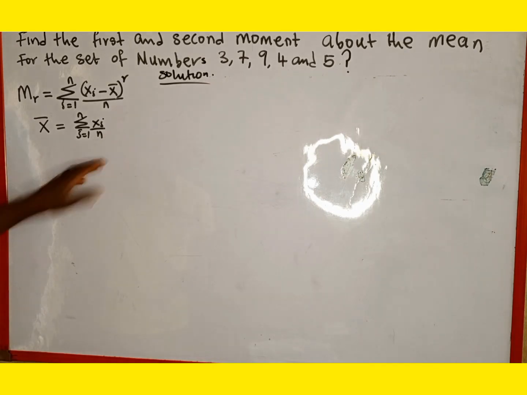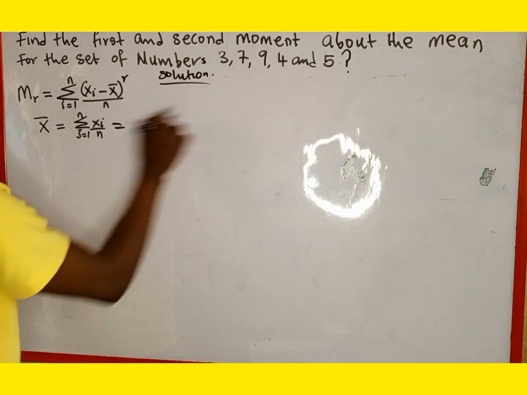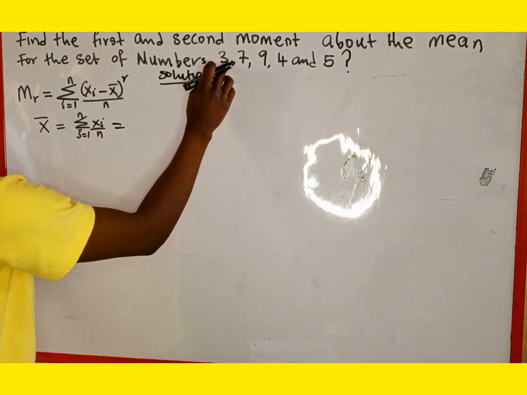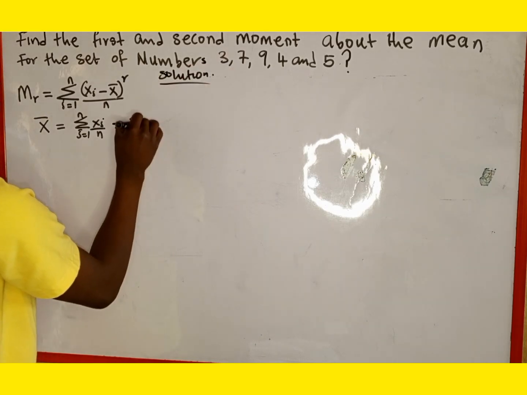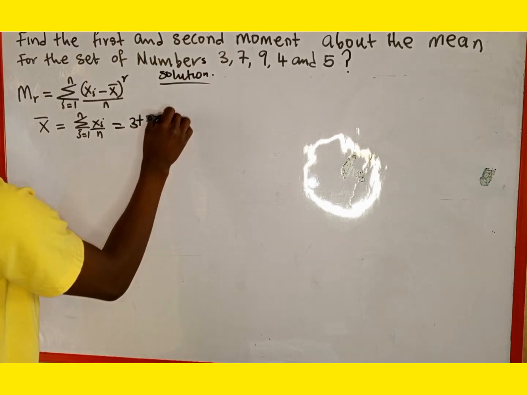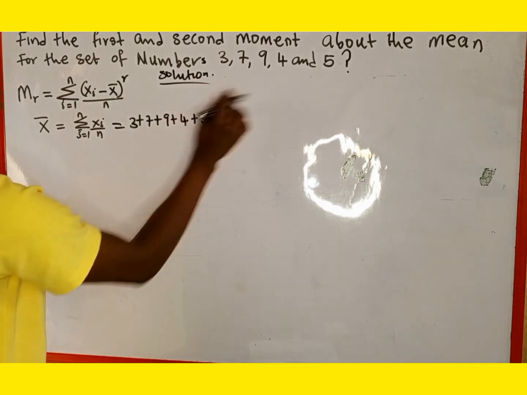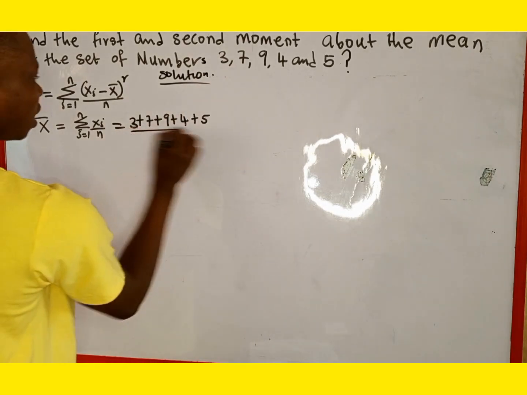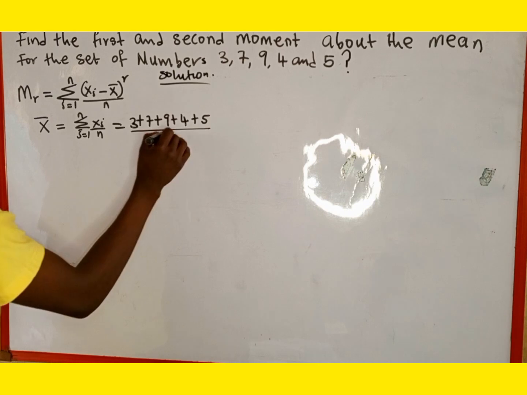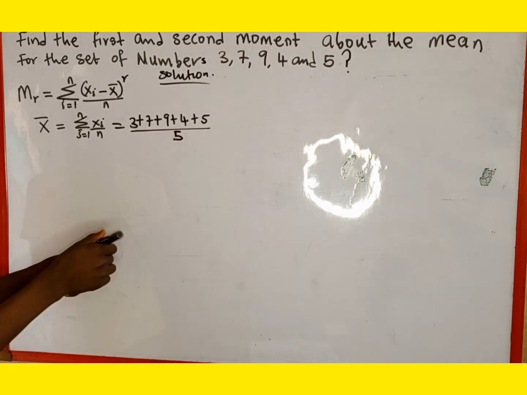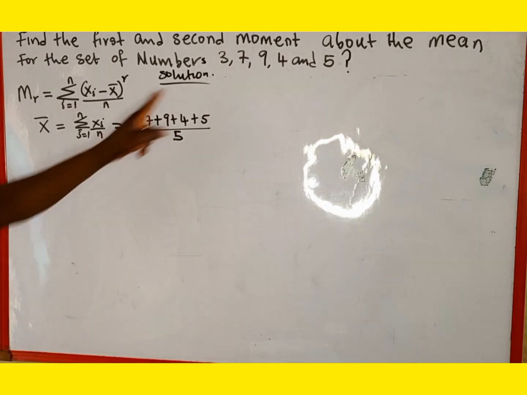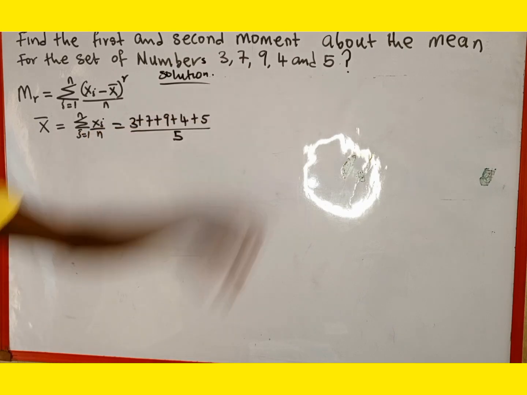So let us find our x bar, which can be represented as the sum of xi. The first x is 3, then plus 7 plus 9 plus 4 plus 5. From the data, we just sum up the x values together, then all over n. And n is 5. n means how many numbers are in the data. If you count 1, 2, 3, 4, and 5.